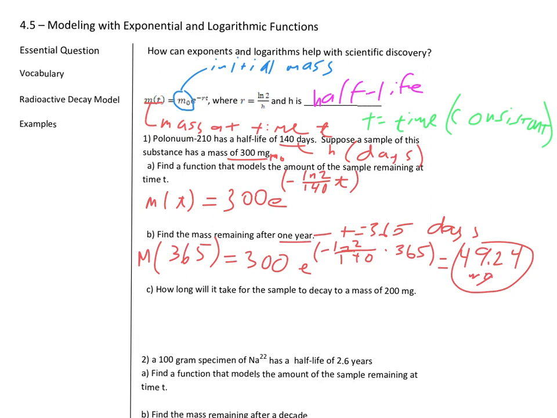Okay, next up, how long will it take to decay to 200 milligrams? So we're going to plug in 200 up here for the mass, and we're going to solve for t. Okay, so we get negative ln 2 over 140, and now t is back to just being t. Okay, and so I see here my variable is in the exponent, so I know I'm going to need to use logarithms to solve this. I know that the base of my exponent is e, so I'm going to use a natural logarithm. But first, I need to get rid of the 300, so I'm going to divide the 300 over to the other side.